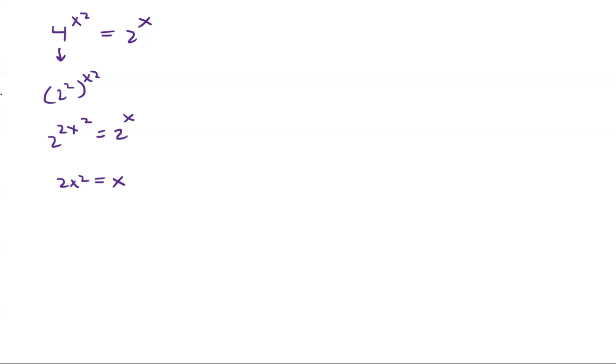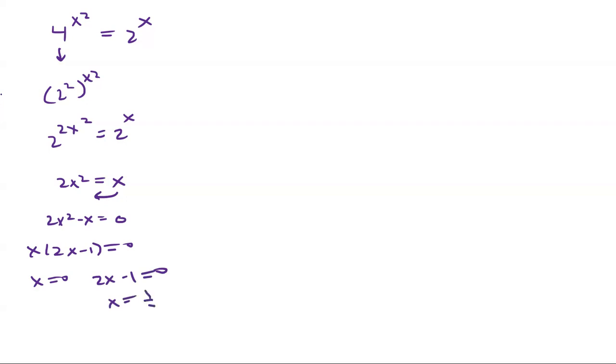So instead of dividing by x, we're going to move the x to the left, and we have 2x squared minus x equals 0. Then I can factor out an x, and that leaves us with 2x minus 1 equals 0. Then set those equal to 0. So we get x is equal to 1/2, and x is equal to 0.